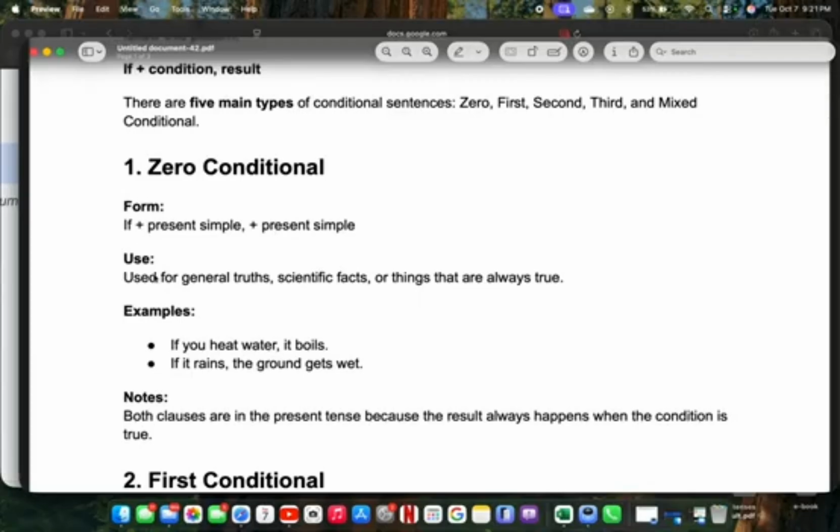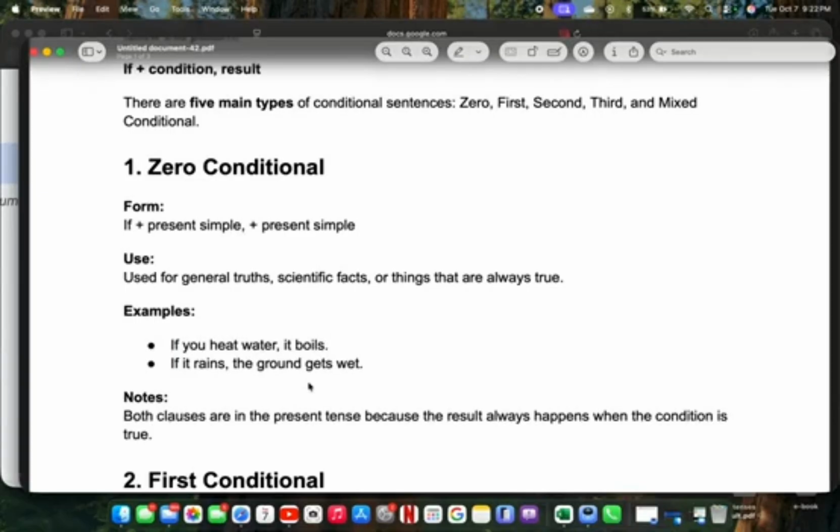We use zero conditional untuk general truth, scientific fact, or things that are always true. So, if we talk about general truth, or something that is a fact, then we use zero conditional. Okay, for example, if you heat water, it boils. Ada perkataan if dekat depan, tapi just remember the whole context of a sentence kena guna present simple. Bukan yang ada ing, bukan yang ada ed, bukan yang past participle. Okay, we use yang ada s dengan tak ada s.